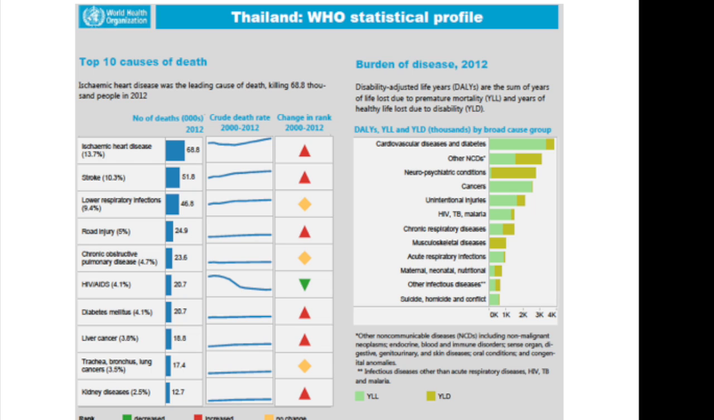In 2012, ischemic heart disease was the leading cause of death in Thailand, with other pollution-related ailments such as stroke, respiratory infections, chronic obstructive pulmonary disease, and lung, trachea, and bronchus cancers also making the top 10 list of leading causes of death. WHO estimates that some 80% of outdoor air pollution-related premature deaths were due to ischemic heart disease and strokes, while 14% of deaths were due to chronic obstructive pulmonary disease or acute lower respiratory infections, and 6% of deaths were due to lung cancer.